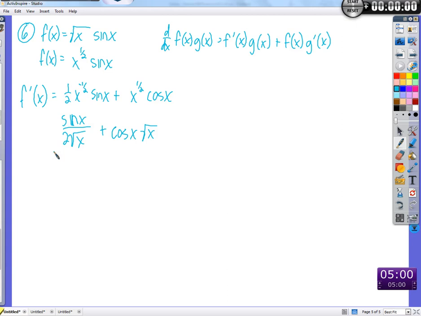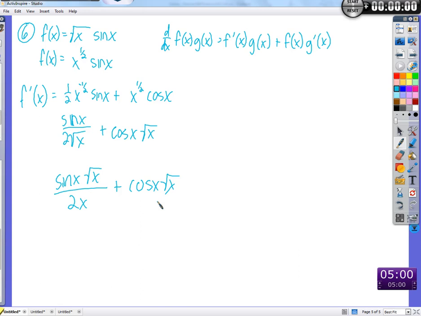So if you were to rationalize the denominator, it would be sine x root x over 2x, because when you multiply root x by root x, you just get x. Yeah, let's just keep it at the first one. Whatever, any of those is going to be acceptable.